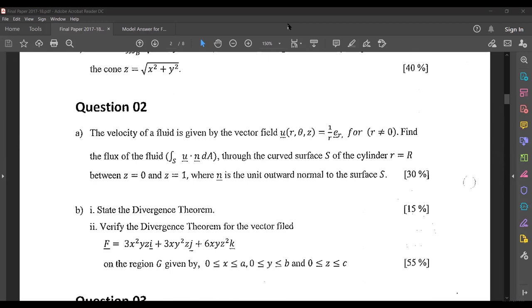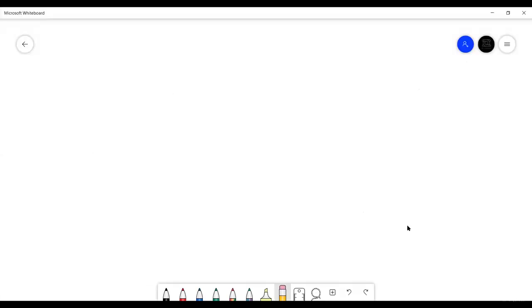We'll see that. So here, the velocity of the fluid is given to us as 1 over r times e to the power r. So this is e bar, which is actually a unit vector, similar to i, j, k, but in the polar coordinate system.